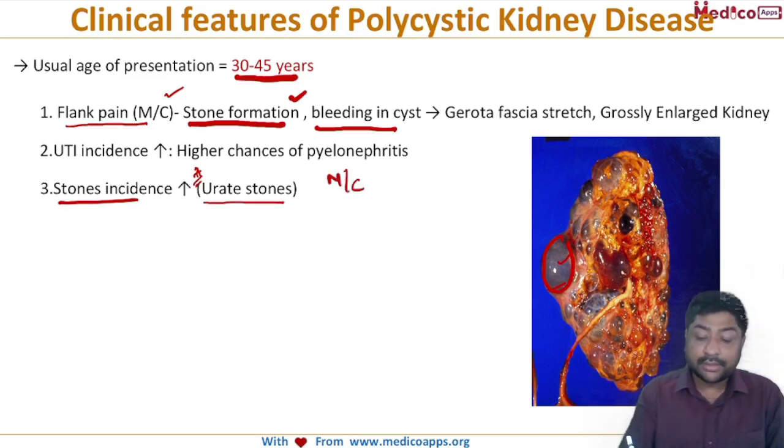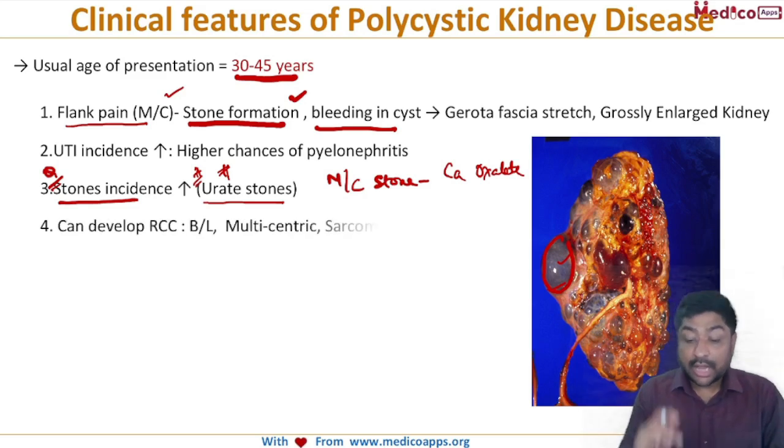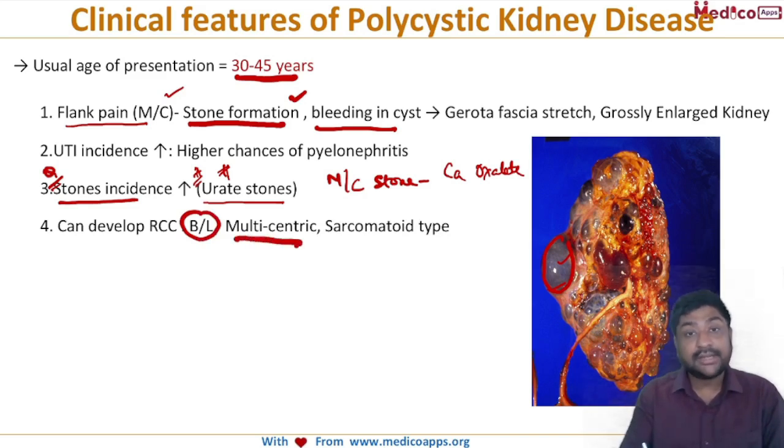Overall, the most common stones are calcium oxalate stones. Okay, but in your polycystic kidney disease patient, the most common stones will be urate stones, and this forms a very important MCQ. These patients also have a very high incidence of renal cell carcinoma. However, what is interesting is that the renal cell carcinoma in these patients will be bilateral, multicentric, and sarcomatoid type. So this is again a very important MCQ.